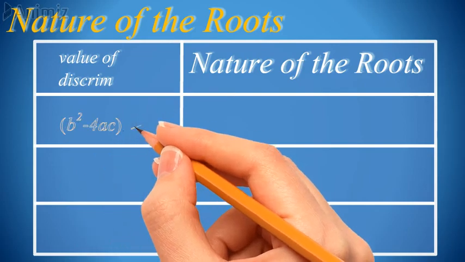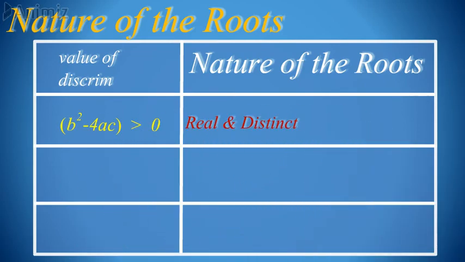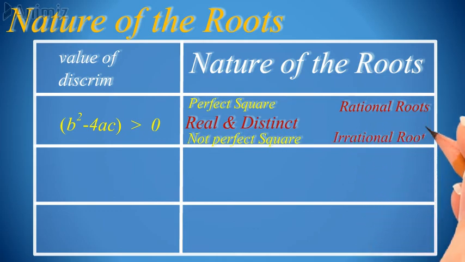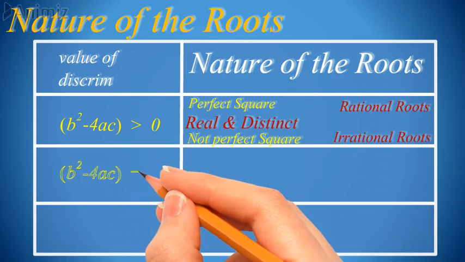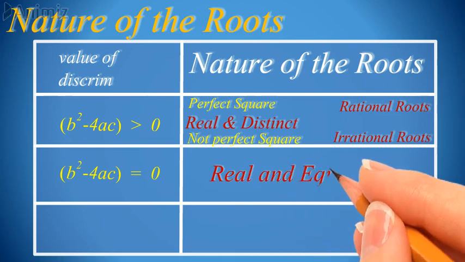When the discriminant is greater than 0, the roots will be real and distinct. If the discriminant is greater than 0 and a perfect square, the roots will be rational. If the discriminant is greater than 0 but not a perfect square, the roots will be irrational. If the discriminant is equal to 0, the roots will be real and equal.